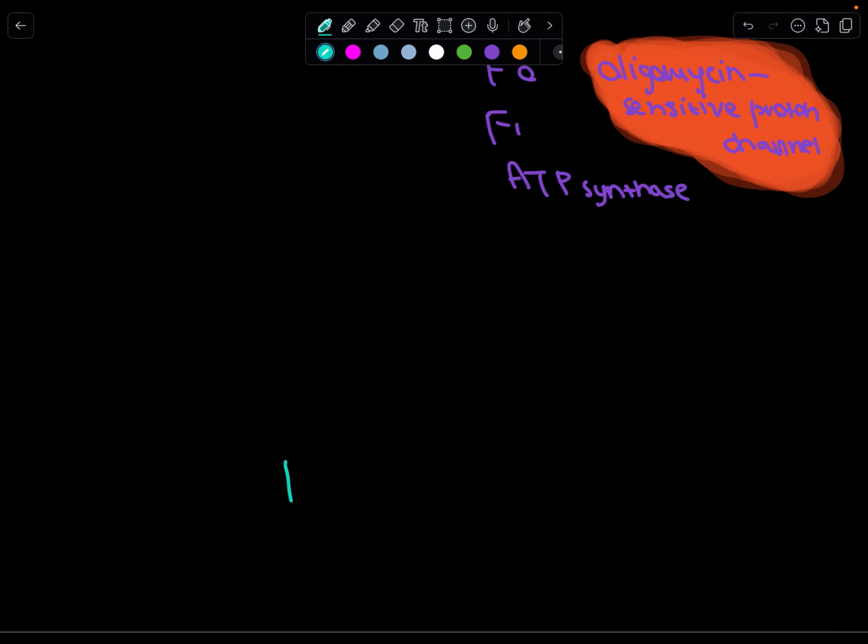So F0 has three different types of subunits. F1 comprises five. I don't get the naming though. The reasoning.